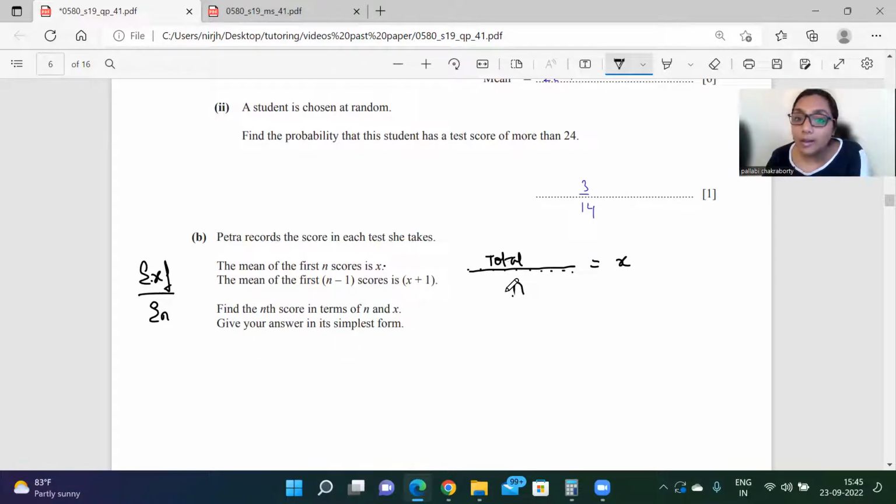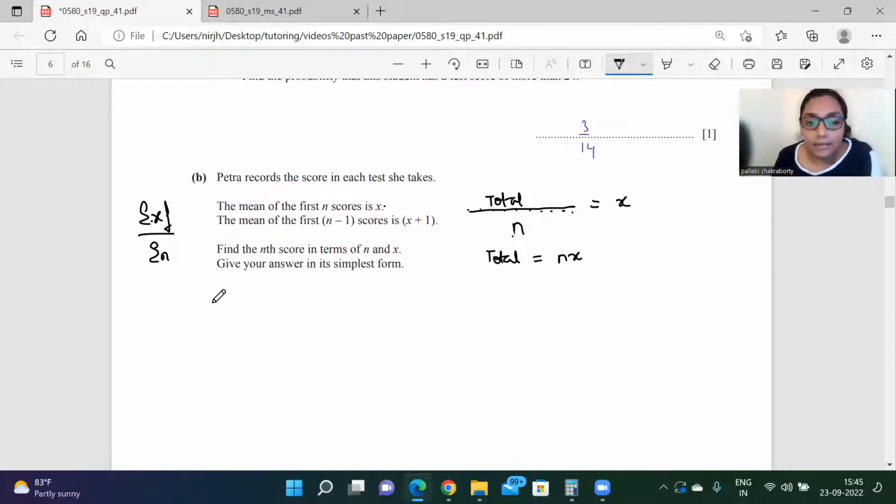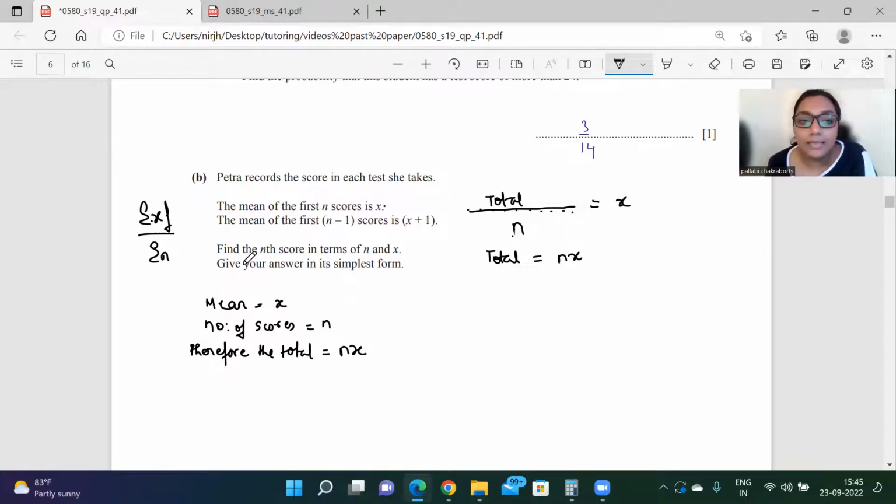That means what is the total of these n scores? The total is nx, right? This is where you start the question. So how will you write down this question? Let me write it down over here for you. You will start by writing mean is equal to x, number of scores is n. Therefore, the total is equal to nx, right? That is how we get nx.